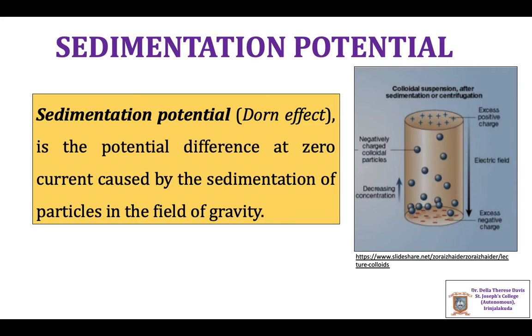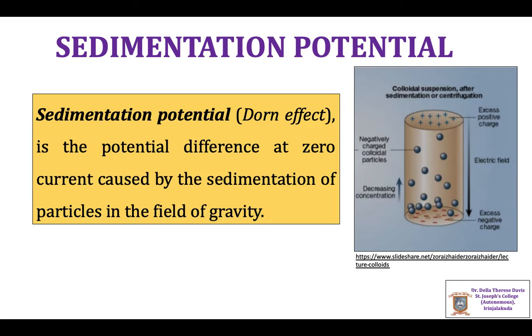the influence of gravity. When the particles of a suspension fall under the influence of gravity, the interfacial fixed and the diffuse layers are displaced with respect to each other, and the particles carry their fixed charge towards the bottom of the liquid column, leaving behind the diffuse layer at the upper portion. Hence, a potential difference is developed, and this potential difference is called the Dorn effect or sedimentation potential. If the colloidal particles are negatively charged, as they fall down, the excess negative charge will come to the bottom of the liquid column, and the top portion of the column will acquire a positive charge.